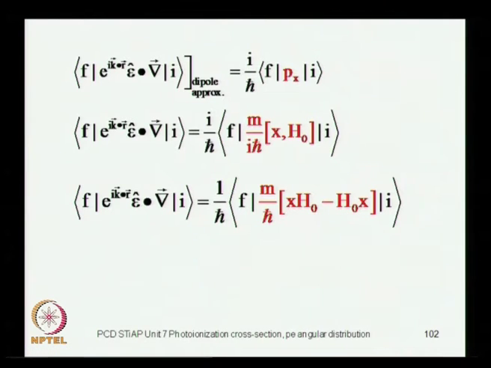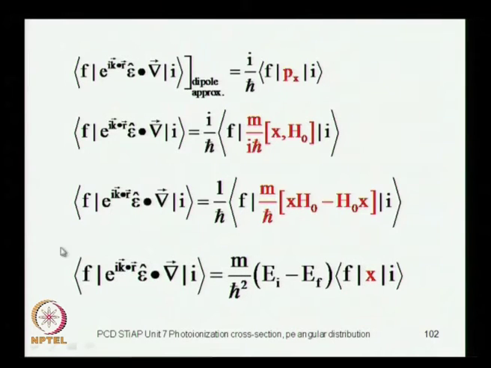So, you will get two terms on the right hand side, but then i and f are both eigenstates of the unperturbed Hamiltonian H 0. So, when H 0 operates on f, you will get E f times f, and when H 0 operates on i, and it would operate on either side, it is a Hermitian operator, you will get E i times the state vector i, and using this you find that this matrix element is equal to m over h cross square, and you get E i minus E f, and you have this matrix element, right.